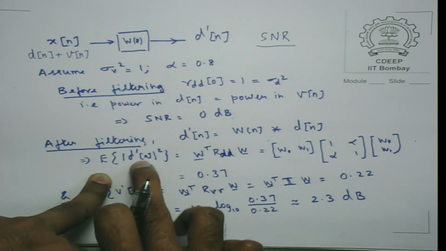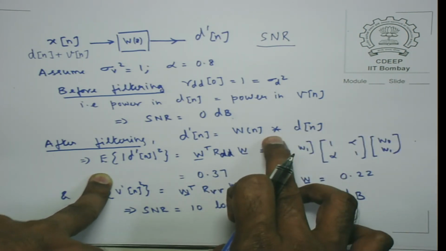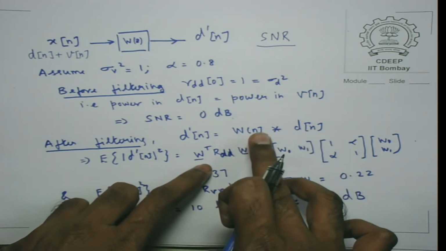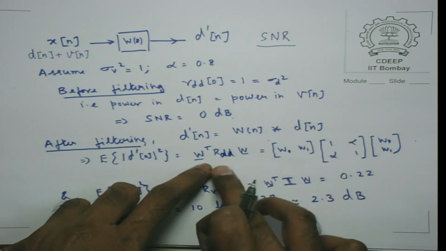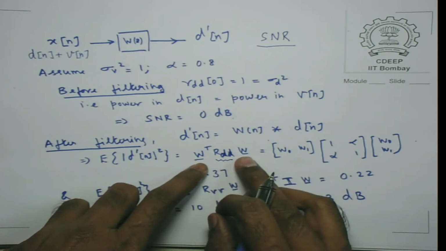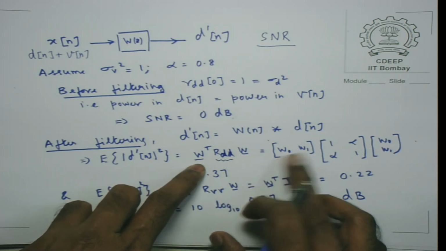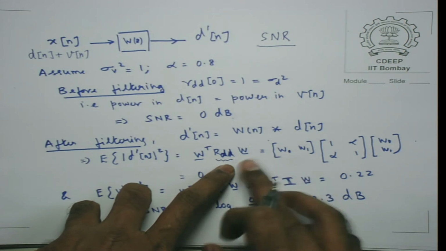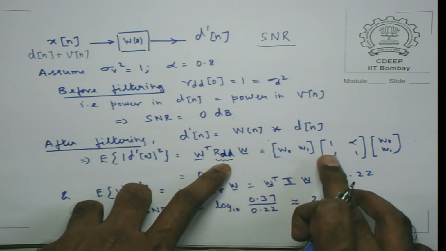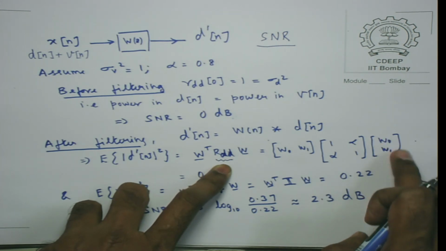If you substitute for d dash with this equation, you have a summation, as we had seen in the previous discussion. This can be thought of as a convolution, and you have a term which is the expectation of d of n times d of n minus k. That essentially will be this Rdd, where W transpose and W are the filters we designed. We could use W0, W1 as coefficients, and Rdd, remember, is just the desired signal, a first order autoregressive process, so its autocorrelation is 1, alpha, 1. Similarly, the filter is W0, W1, as we have here.